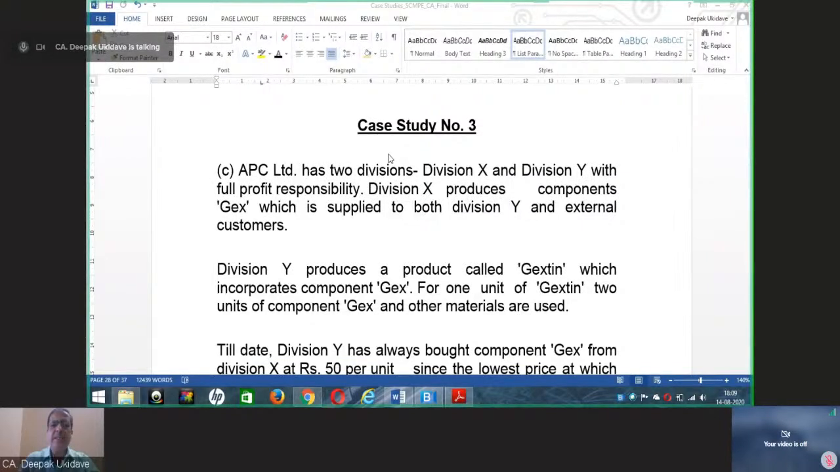Now, some explanatory notes are given. Division X does not incur marketing cost on internal sales, and therefore cost is not incurred on transfer of 2,40,000 units to Division Y, which I explained to you, but it is given categorically by way of a note. So we have finished answering the first part of the question, the present scenario where 2,40,000 units are supplied internally and 2,60,000 units are supplied externally.